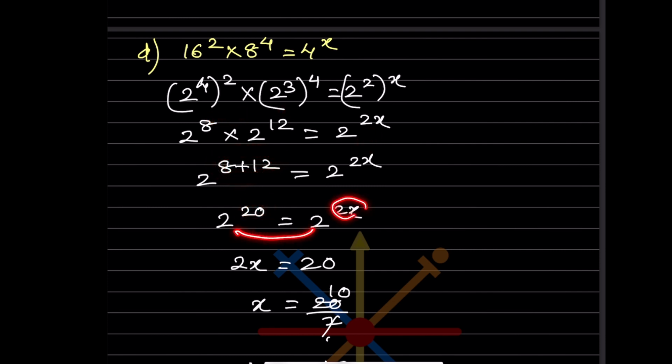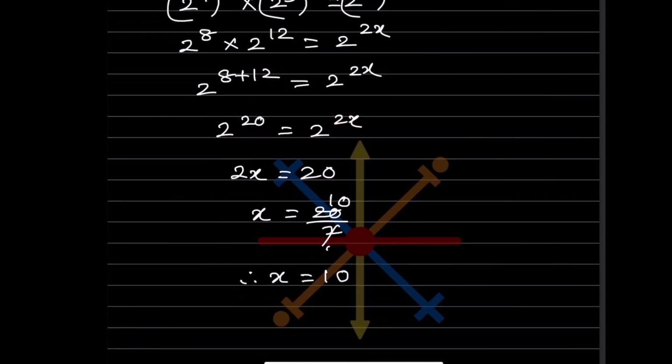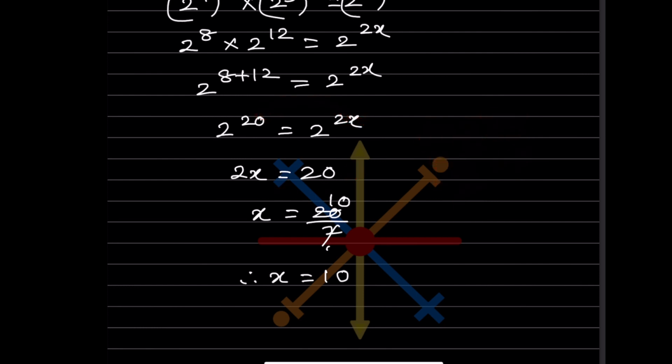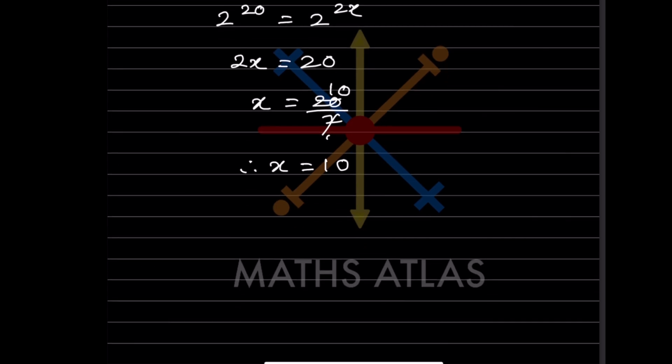So now you see the base is the same, means the exponent should be the same. So ignore the bases. So you can also write 20 is equal to 2x, or 2x is equal to 20, because we want the value of x. So you can also write the same. Or you can take 2x here. It doesn't matter. So the answer is 10.